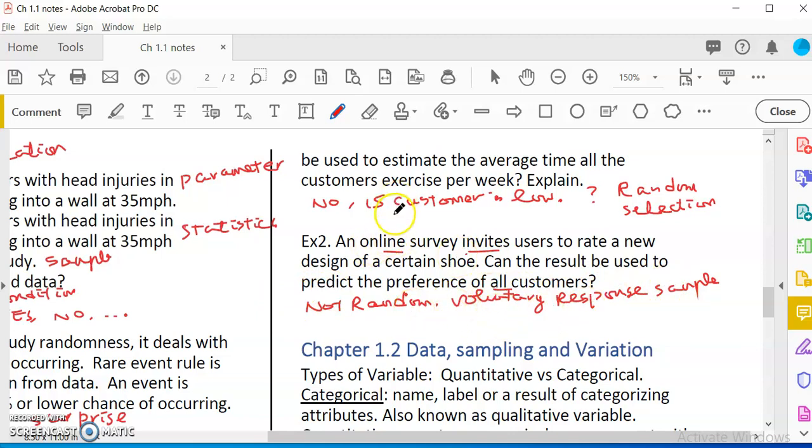Okay, so in a nutshell, the easiest way to evaluate if a sample is good or not is: is it a voluntary response sample? Did the researcher actively select the sample through a random process? And also, is the number of subjects in the sample too low? So that is all of chapter 1.1, and you can use this to do your worksheet.